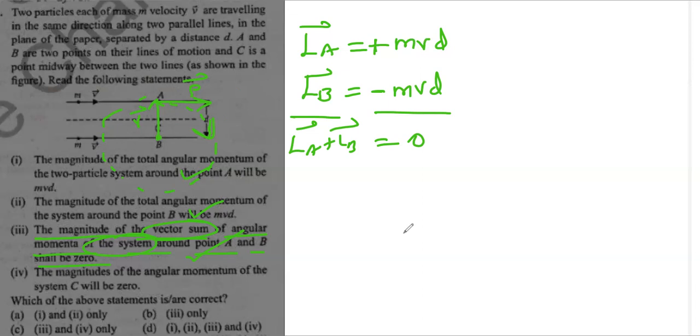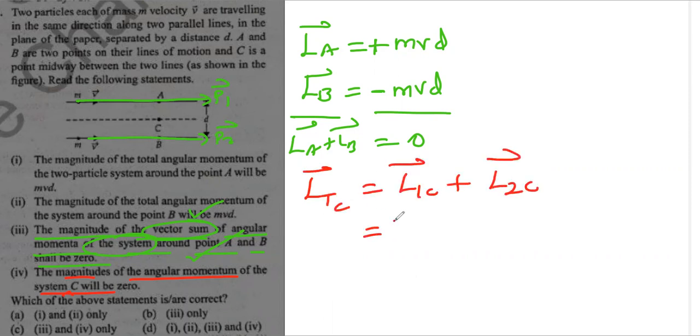Next, the last one. The magnitude of the angular momentum of the system about C will be 0. It's actually the word "about" that is missing. Okay, about point A, about point B, about C. So now I have to repeat the calculation, same thing about C. You see, I have one momentum vector along this direction, let's say P1 vector, and a second momentum vector in this direction, P2 vector. About point C means total angular momentum. L total about C is equal to L1 about C plus L2 about C, that is R1 perpendicular P1 plus R2 perpendicular P2.